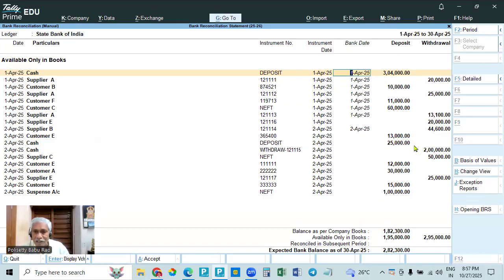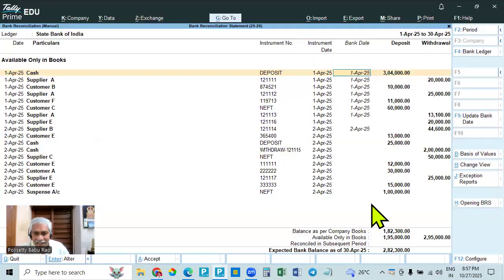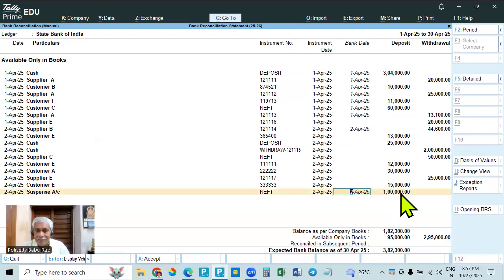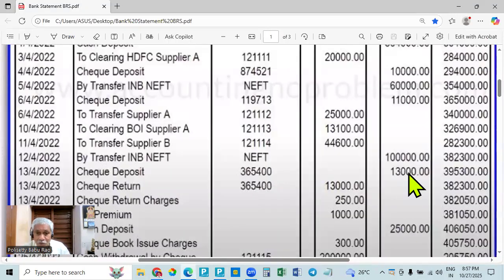And now this 1 lakh is also there on the second. So the entry was available in the bank, not available in the books. We made the entry now. Like that we can make the entry.